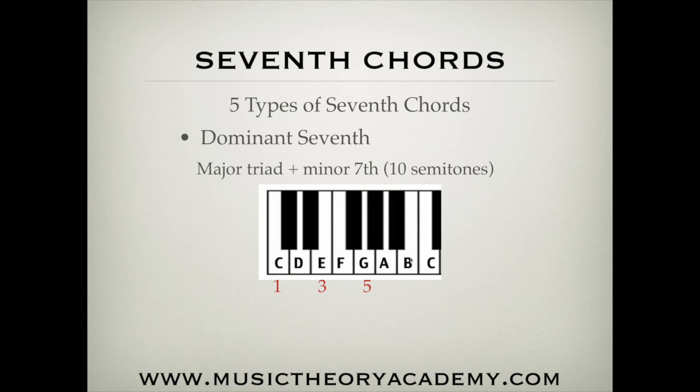So here's our major triad, and this time we're going to count up 10. 1, 2, 3, 4, 5, 6, 7, 8, 9, 10, and that gets us, our minor seventh is on B flat, and that will sound like this. It's a much harsher seventh sound made of C, E, G and B flat. You'll see it written like that.